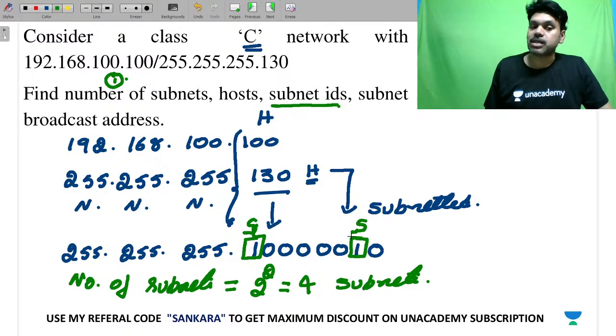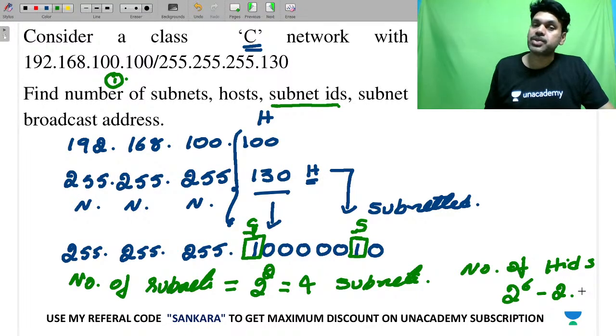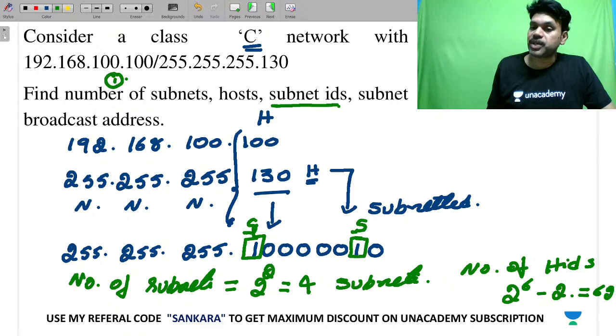Now, what are the subnet IDs? And the second question you can also answer: the number of HIDs. How many zeros are there? 6 zeros are there: 1, 2, 3, 4, 5, 6. Your number of HIDs is 2 power 6 minus 2, which is nothing but 62 HIDs.